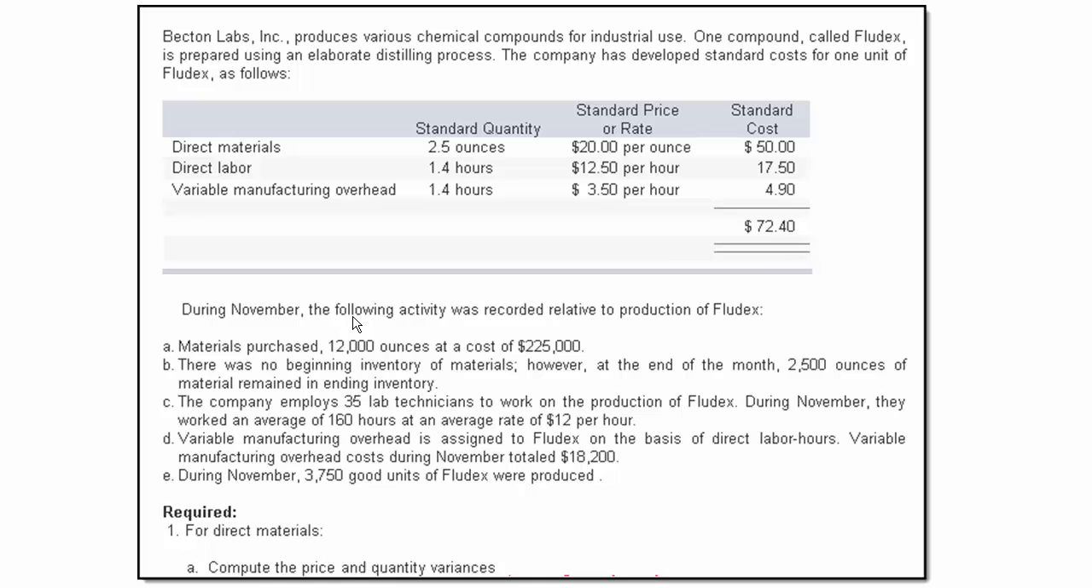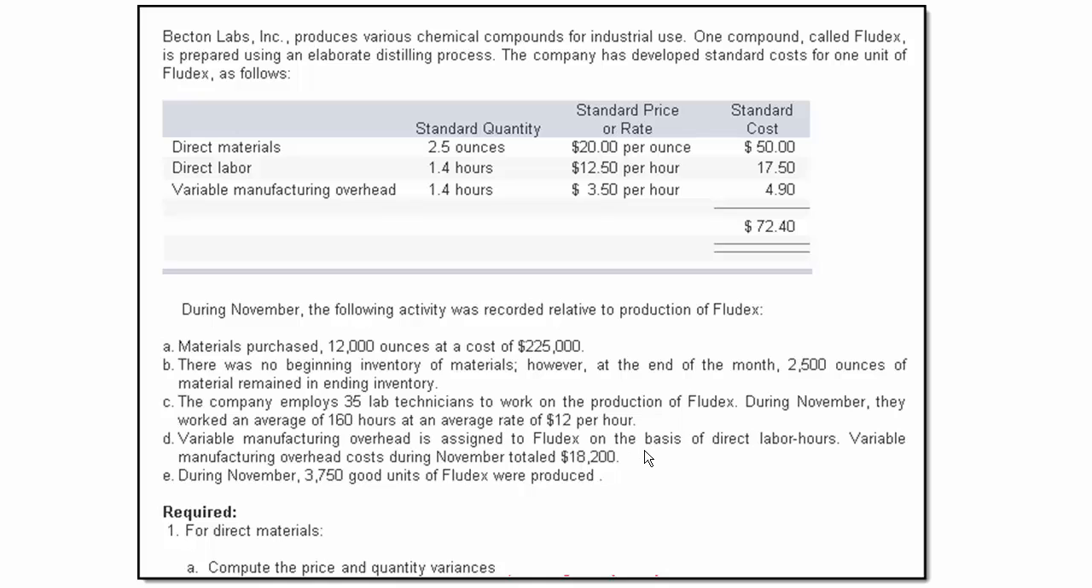Now, during November, they tell us the information you see to the right of my mouse here. Material purchased was 12,000 ounces at a cost of $225,000. There was no beginning inventory, but at the end of the month, 25 ounces remained in ending inventory. Note C says the company employs 35 lab technicians to work on the production of Fludex, and during November they worked an average of 160 hours at an average rate of $12 per hour.